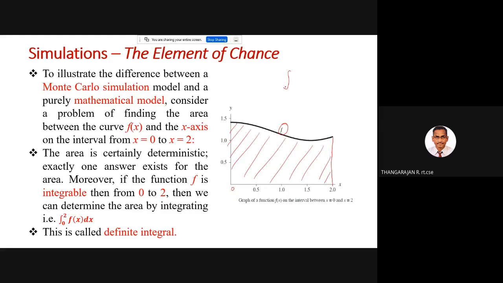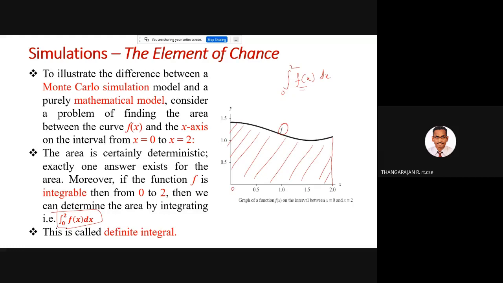So I just want to integrate f of x dx over the interval 0 to 2. That's what I have written here. You just have to integrate. But this is possible only when you know f of x. Suppose f of x is not known to you, it is not a regular function, or f of x may not be integrable, because not all functions are integrable. If f of x is not integrable, then what do you do?